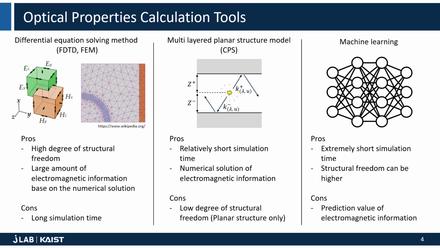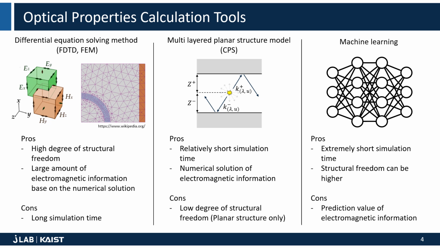The most common way to calculate optical properties, including LEE, is solving differential equations using methods like FDTD or FEM. These methods allow for the analysis of complex structures with high geometric freedom, such as corrugated surfaces or metastructures. However, these are computationally expensive and time-consuming.